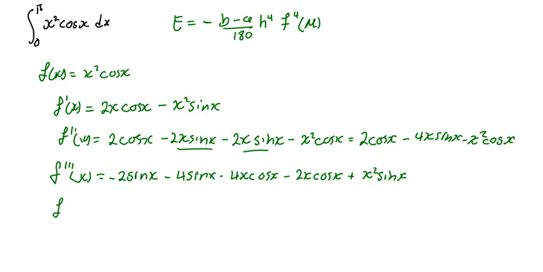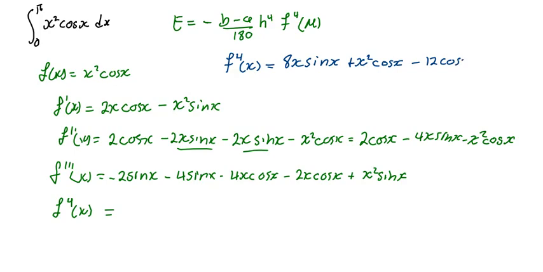You're going to find that your fourth derivative, let me actually write it here. Your fourth derivative, f to the fourth of x, is just going to be equal to 8x sine x plus x squared cos x minus 12 cos x. Okay, that's our fourth derivative.